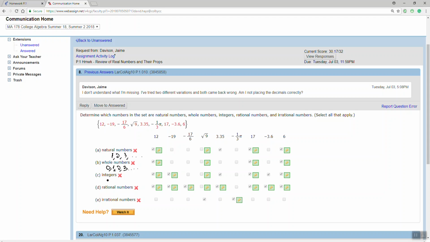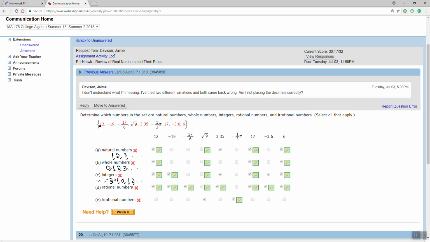Now, integers. Got negative 2, negative 1. Forgive this writing. I can't write on here very well. 2. Then goes forever this way and goes forever this way. So basically, you can have negatives. You can have 0. You can have positive. You can't have decimals. You can't have fractions.